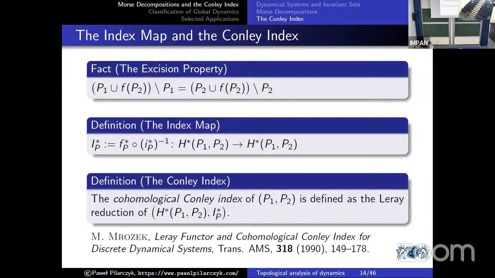The important thing is that in order to compute the Conley index, it is not enough to compute relative homology of the index pair. We also need to be able to compute the map-induced homology, which, from the computational point of view, is a pain in the neck, or an expensive thing.